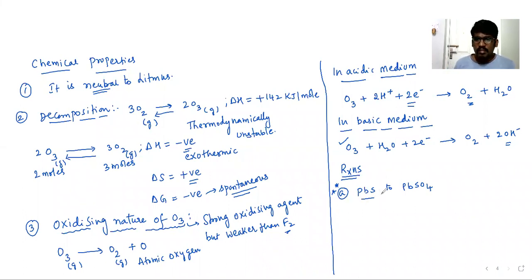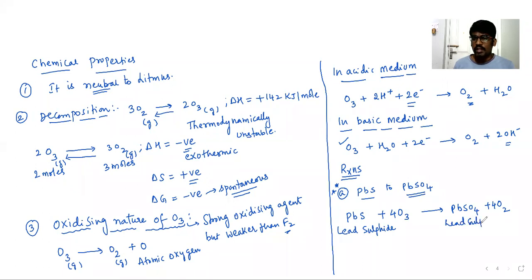That's why PbS can be oxidized to PbSO4. So PbS plus O3 gives rise to PbSO4 and O2. If you balance it, PbS plus 4O3 gives PbSO4 plus 4O2. Check it, it's balanced. Lead sulfide has been changed to lead sulfate. Still, if you have a doubt in the balancing part, you know how to balance it. But I can write it for one reaction; for every reaction it is not possible.